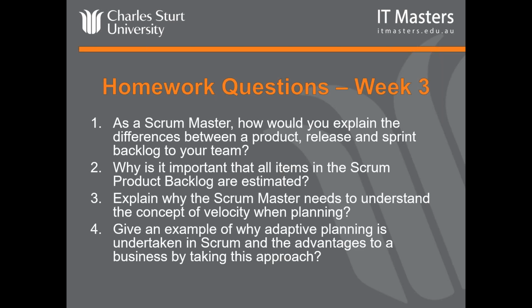So the homework questions, which is why I sneakily didn't answer too much to a question earlier. Number 1, as a Scrum Master, how would you explain the differences between a product, a release and a sprint backlog to your team? Number 2, why is it so important that all items in the Scrum product backlog are estimated? Number 3, explain why the Scrum Master needs to understand the concept of velocity when planning.